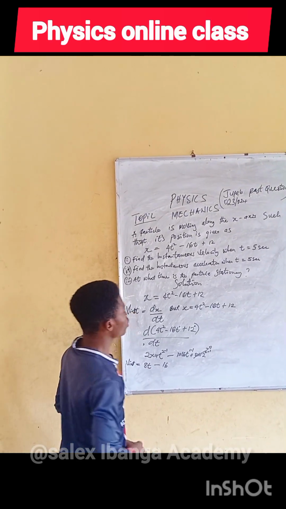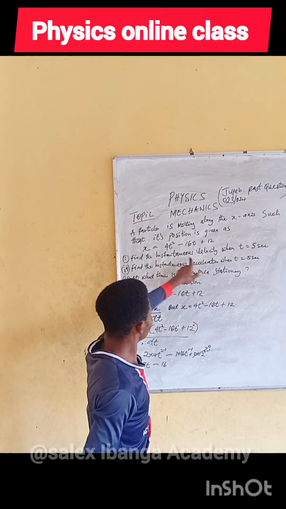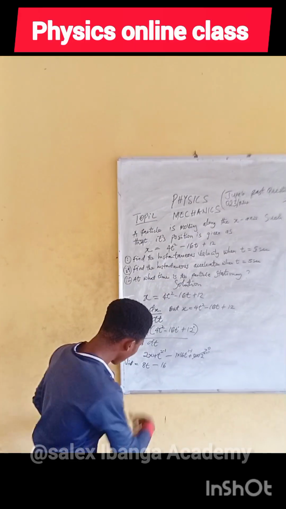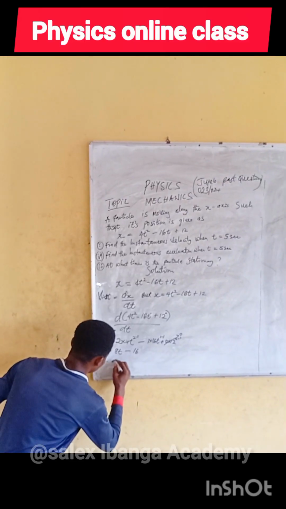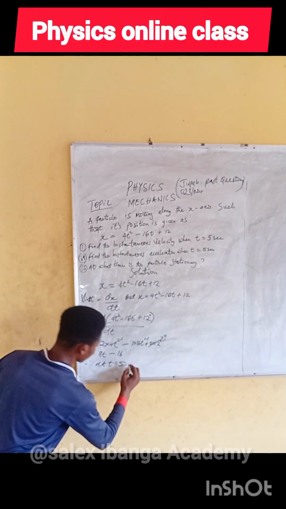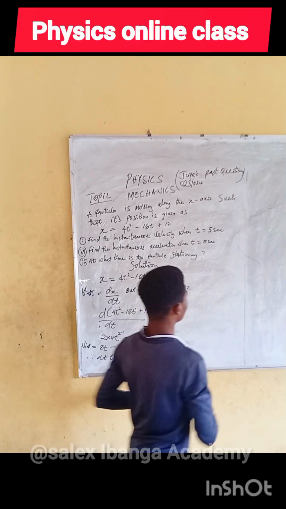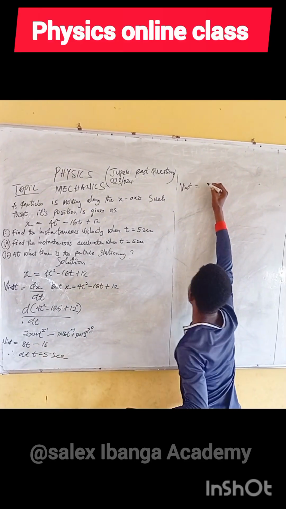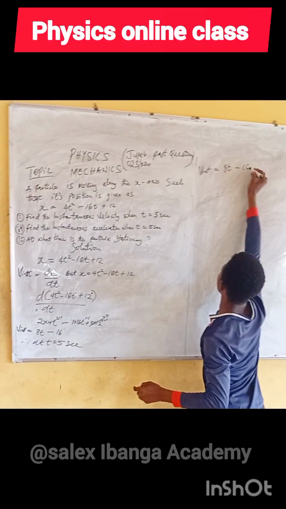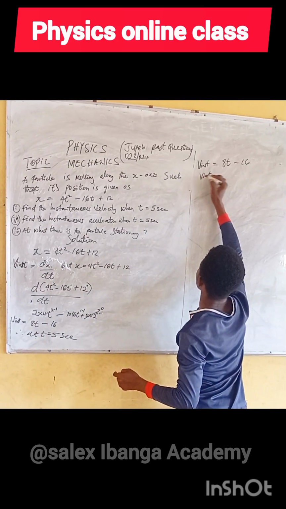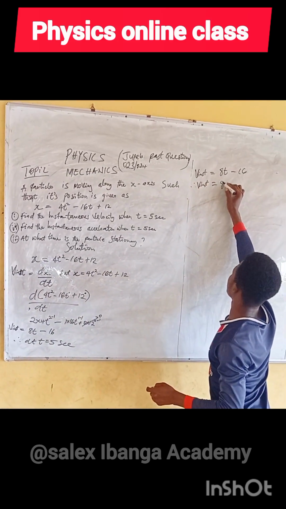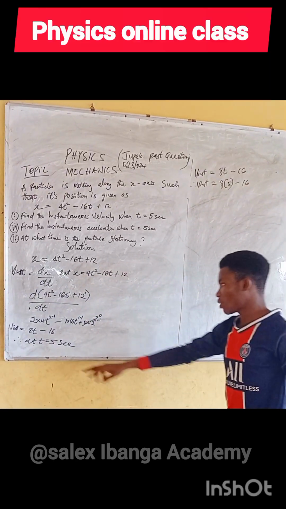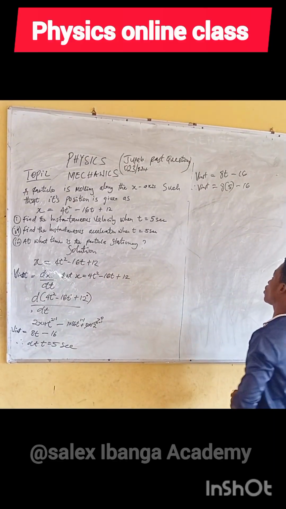So now we have that v instant is 8t minus 16. Now, v instant, that is instantaneous velocity when t equals 5 seconds. So at t equals 5 seconds, velocity, that is v instant, equals 8t minus 16, that is 8 of 5 minus 16, because our t is equal to 5 seconds.